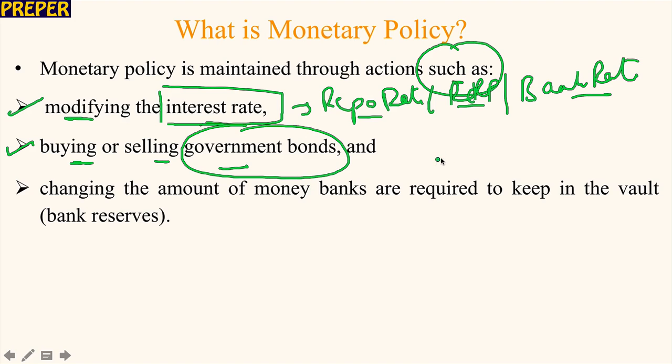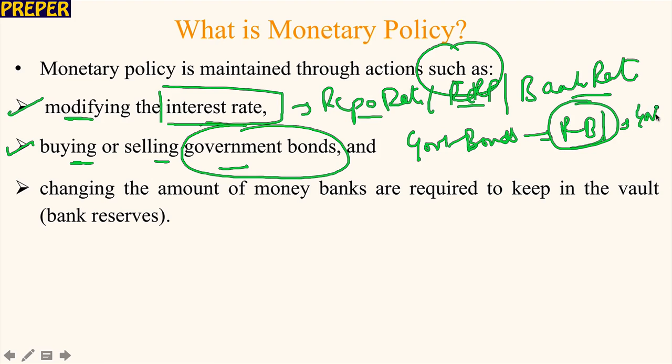Now don't get confused over here. Government bonds does not mean that the government bonds directly issued by the government. Whatever government bonds that were issued by the government have been purchased by RBI. Now if RBI is using the government bonds for people in order to reduce or increase the money supply in the economy, it is considered to be an RBI action or a central bank action. It is not considered to be a government action.